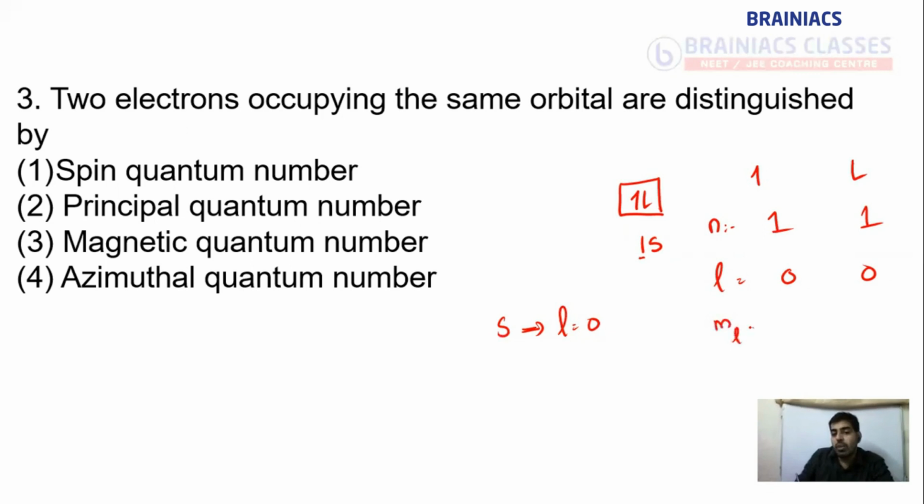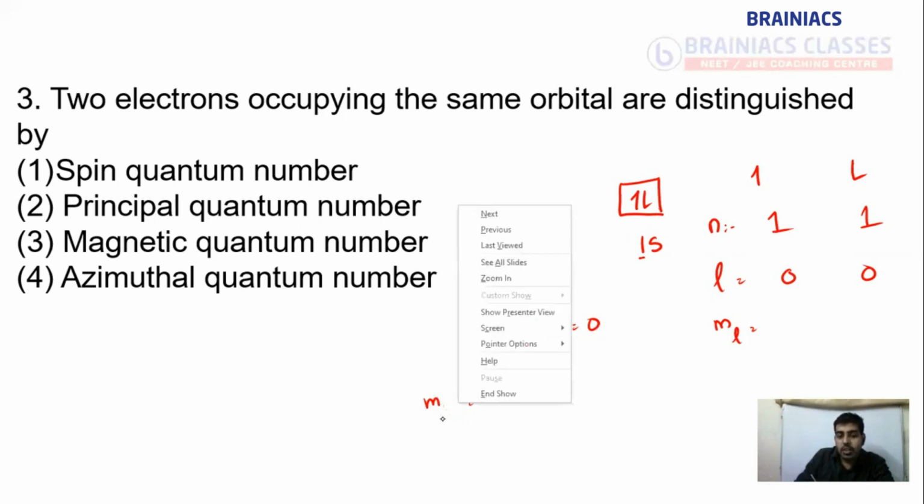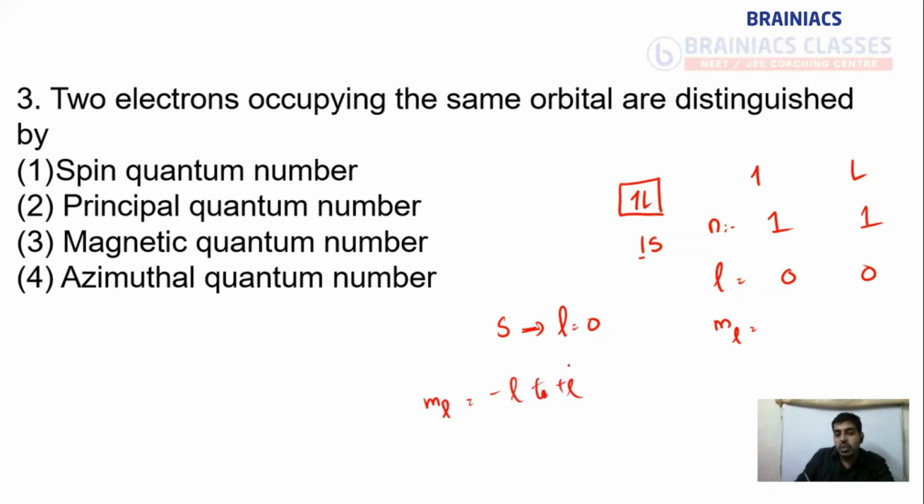Now the ML value is calculated using this equation: ML ranges from minus L to plus L. Here the L value is equal to 0, so the ML value is also equal to 0. Now both of them have the same quantum numbers. Both of them have the same values for three quantum numbers, but for the last one, that is the spin quantum number S, the value is different for both electrons.